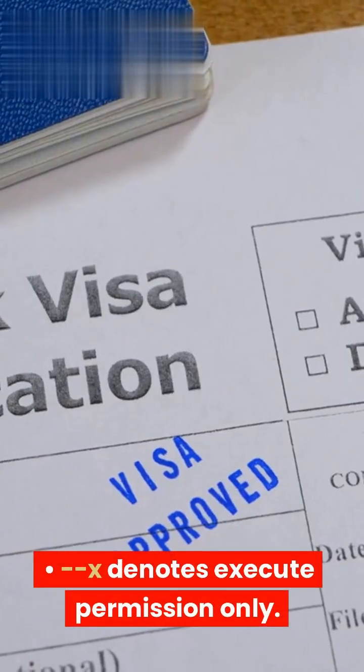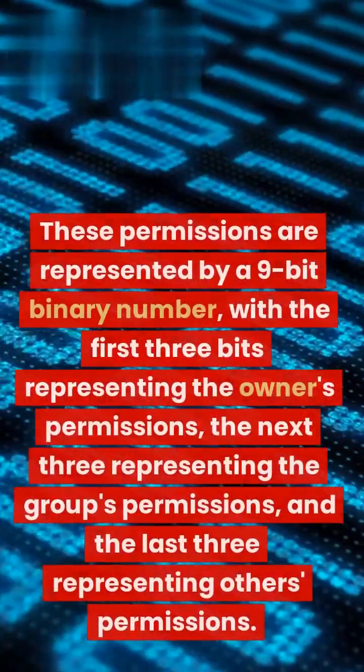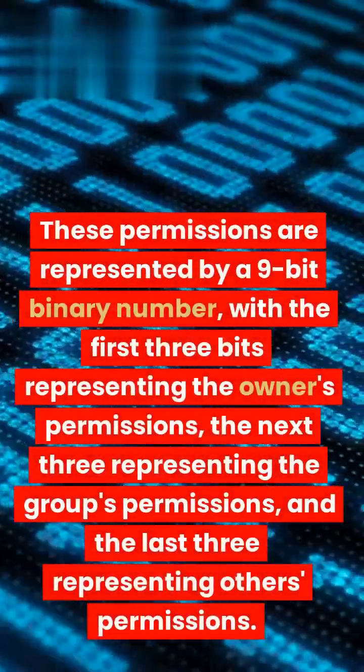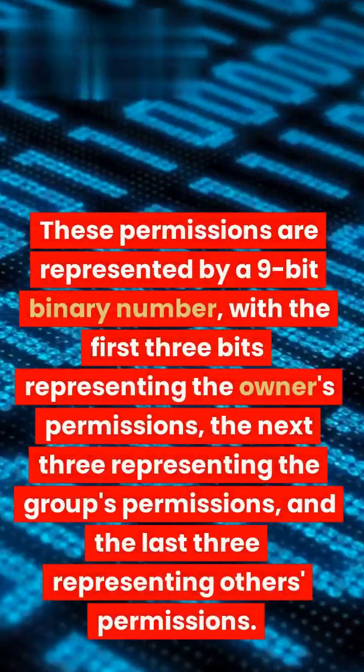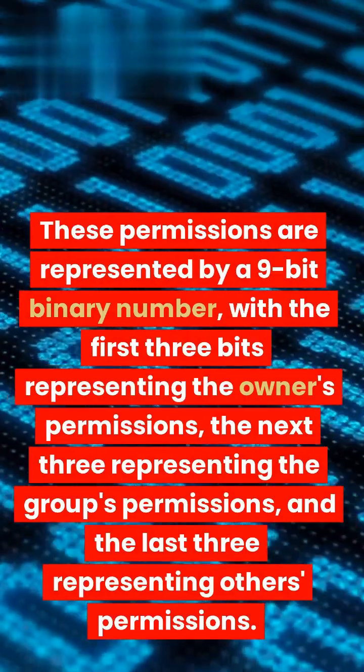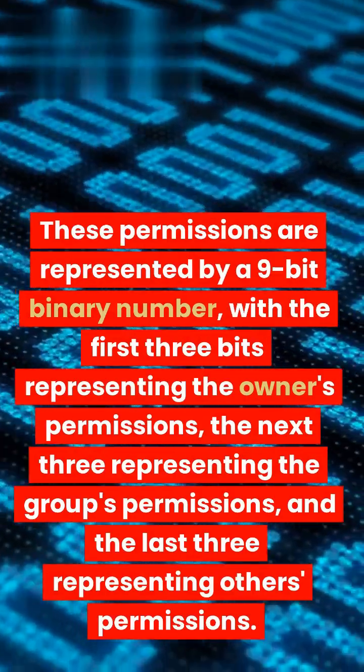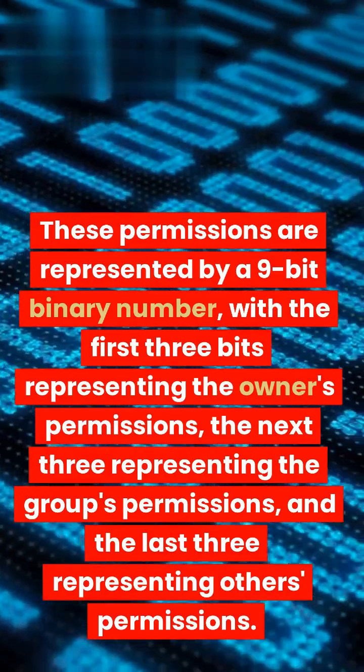W denotes write permission only. X denotes execute permission only. A dash denotes no permissions. These permissions are represented by a 9-bit binary number, with the first 3 bits representing the owner's permissions, the next 3 representing the group's permissions, and the last 3 representing others' permissions.